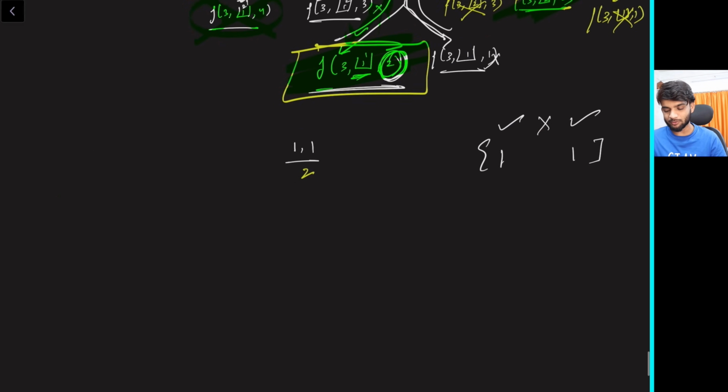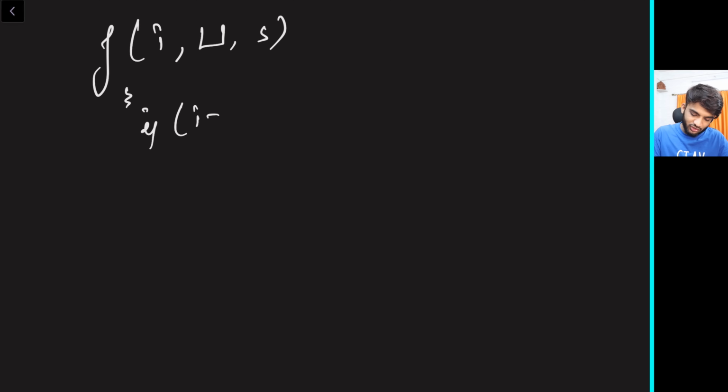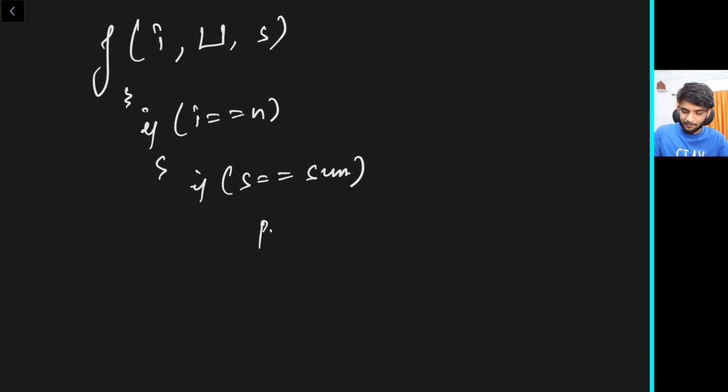So coming across from the previous code, if I'm writing the pseudo code, it's very simple. You carry on the index. You have the data structure and you will have a summation variable. So the moment the index reaches n, and if the summation is equal to the sum that you're looking for, you can print the data structure. As simple as that. And you can return.